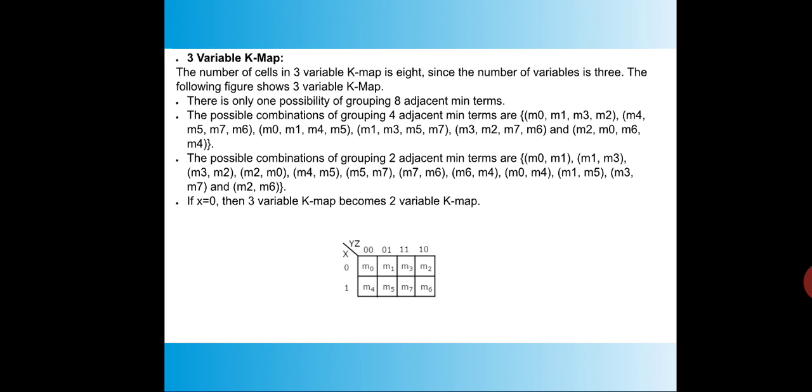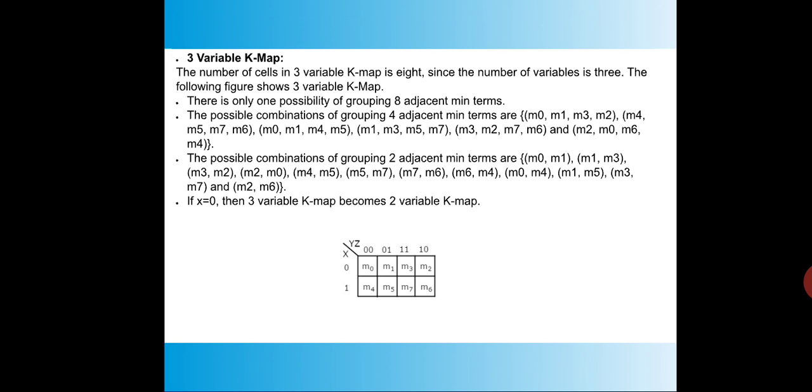How can you go for it? The possible combinations would be m0 m1 m3 m2, then m0 m4 m1 m5 m3 m7 and m2 m6, isn't it? Those many adjacent groups are possible. Next you have one more, m4 m5 m7 m6, also possible. So in total how many will you get? 1 2 3 4 5 6 7 8 9 10 11 12. Up to 12 possibilities you get, isn't it? When you go for 2 adjacent minterms, you get those many possibilities.